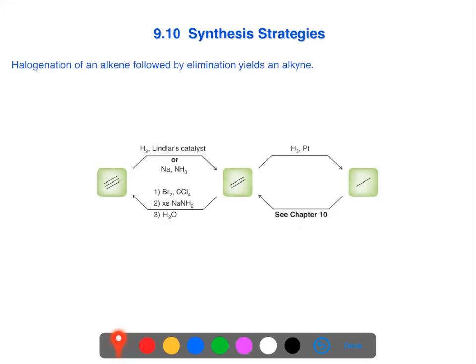And so you can see that we have either one-step reactions going in this direction or multiple-step reactions that we can use to synthetically transform the alkyne to the alkene or the alkene back to the alkyne.